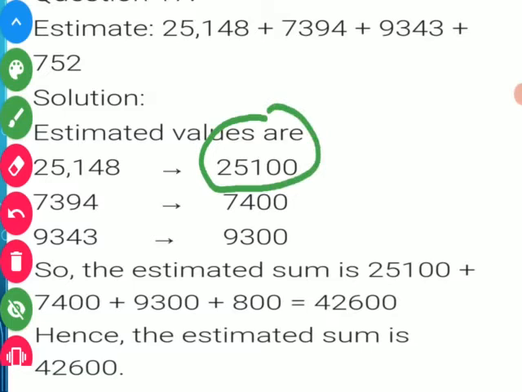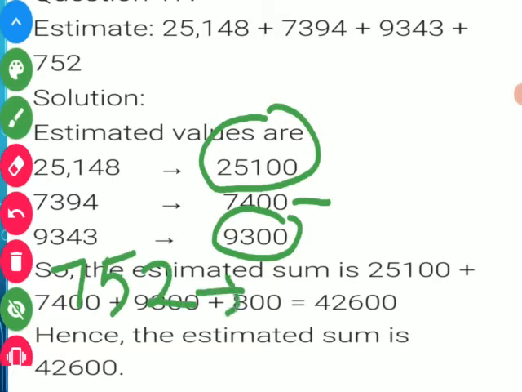7,394, when you round it off to the nearest 100, this will be 7,400. And 9,343, when you round it off to the nearest 100, this will become 9,300. And the last number was 752. When you estimate it to the nearest 100, this will become 800.